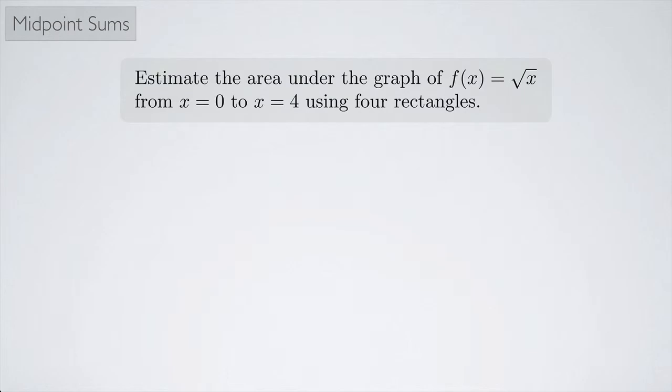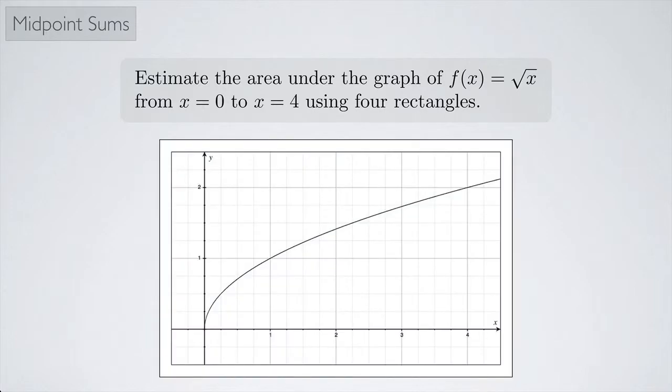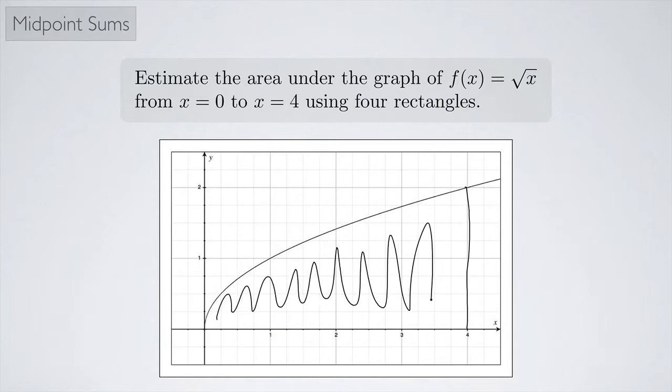Now I want to look at another way of estimating the area under a curve. Let's estimate the area under the graph of f of x equals the square root of x from x equals 0 to x equals 4, and we're going to use 4 rectangles. So here's a graph. This is just the square root function, and we want to find the area from 0 to 4. So here's 4. So if I draw this line up here, we are looking for this area all in here.